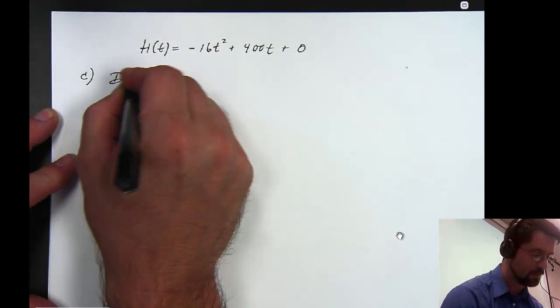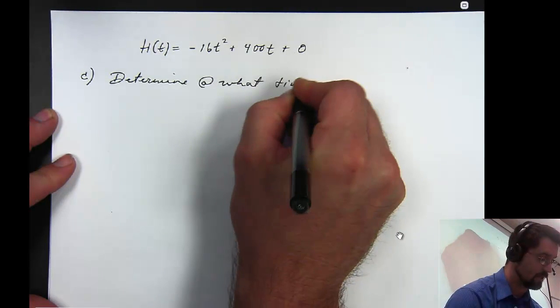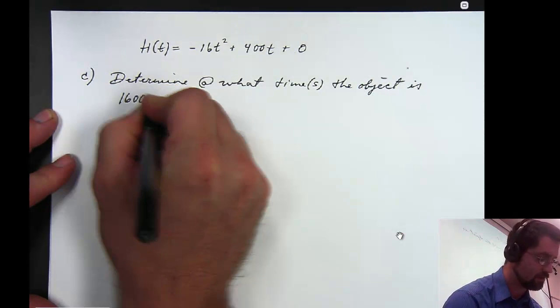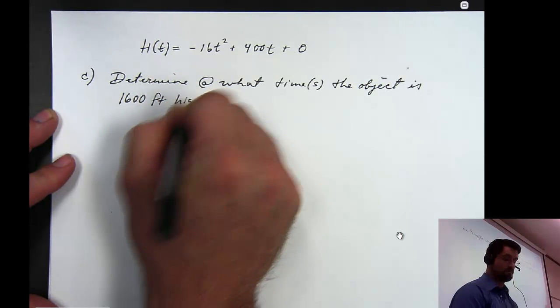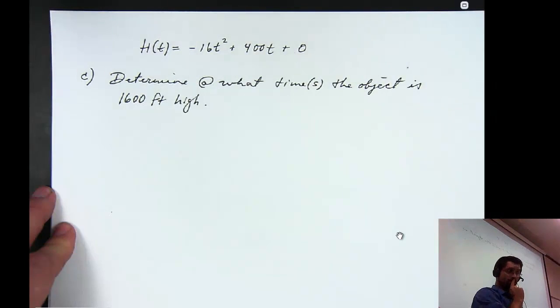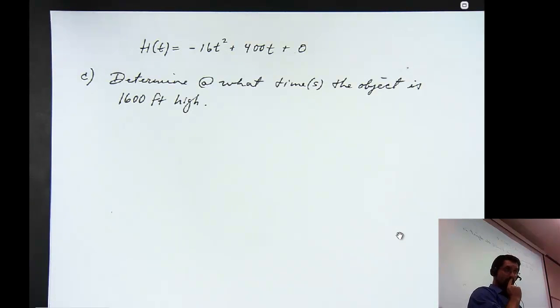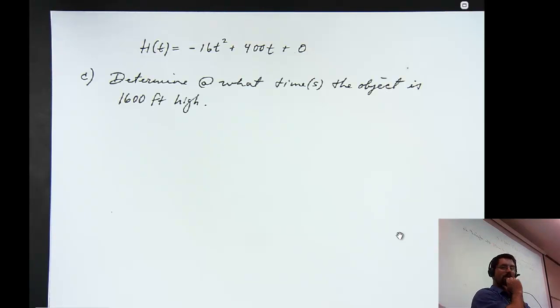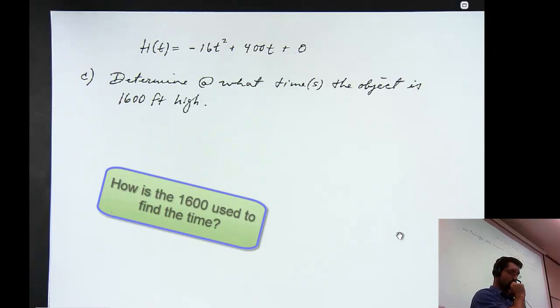Question C. Determine at what time or times the object is 1,600 feet high. Not how high it is. We know how high it is. We're asking, when does it hit that height? How long does it take to get there? So where do you put that in the equation?